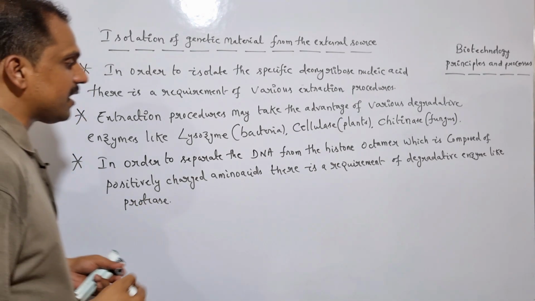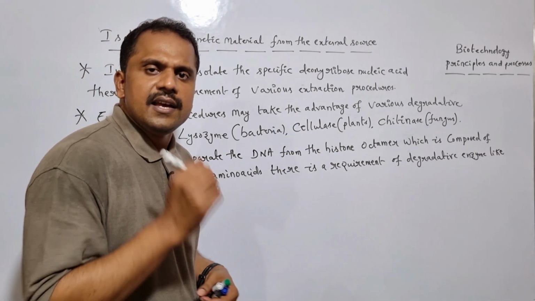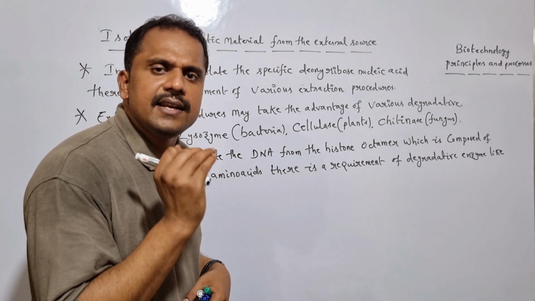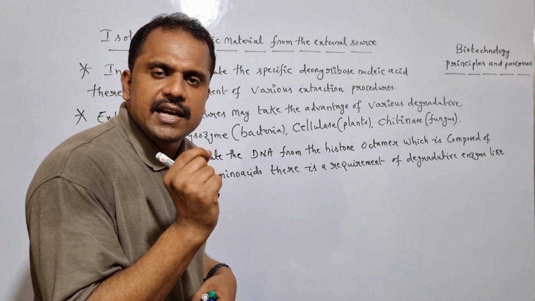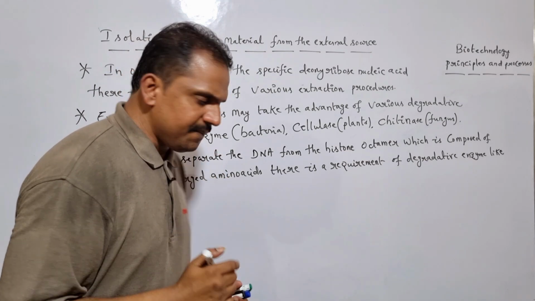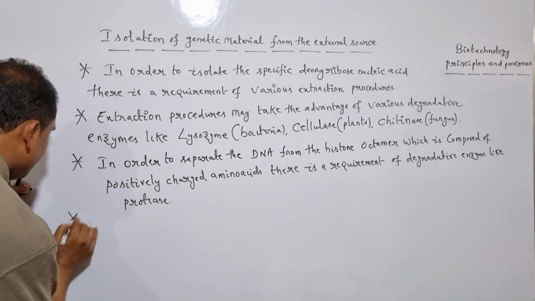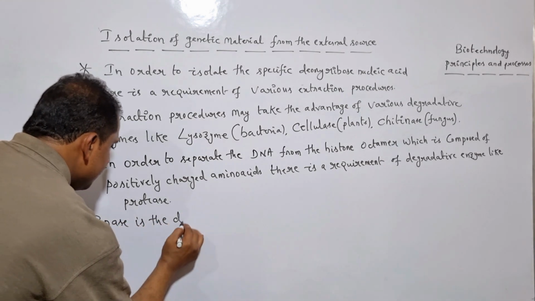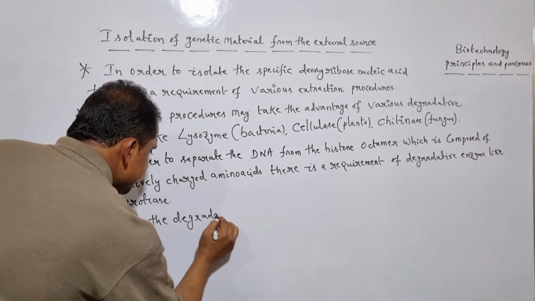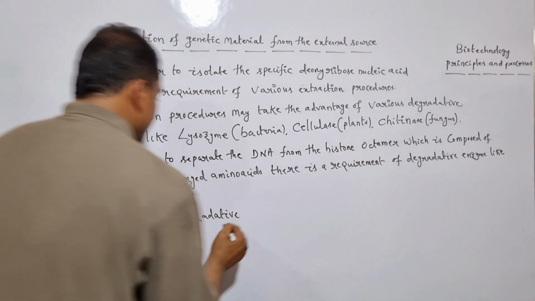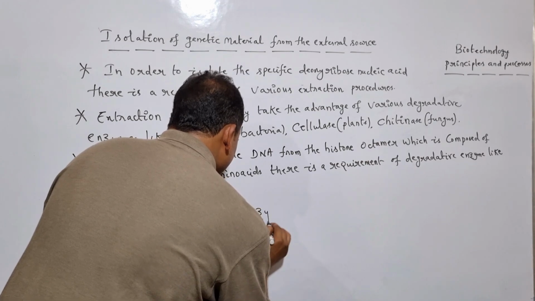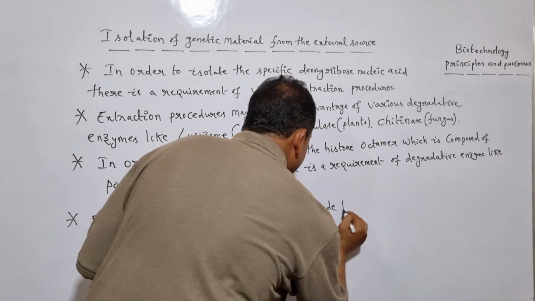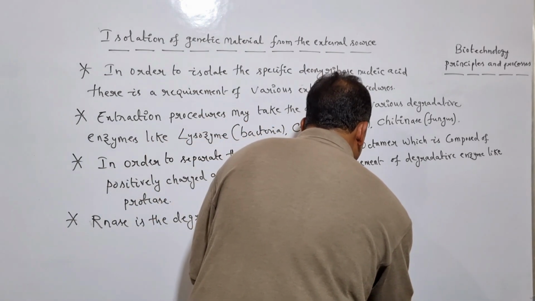In the same way, in order to degrade the RNA which remains within the nucleus of a biological cell, there is a requirement of a degradative enzyme like RNase. Is it clear? RNase is the degradative enzyme to degrade RNA.